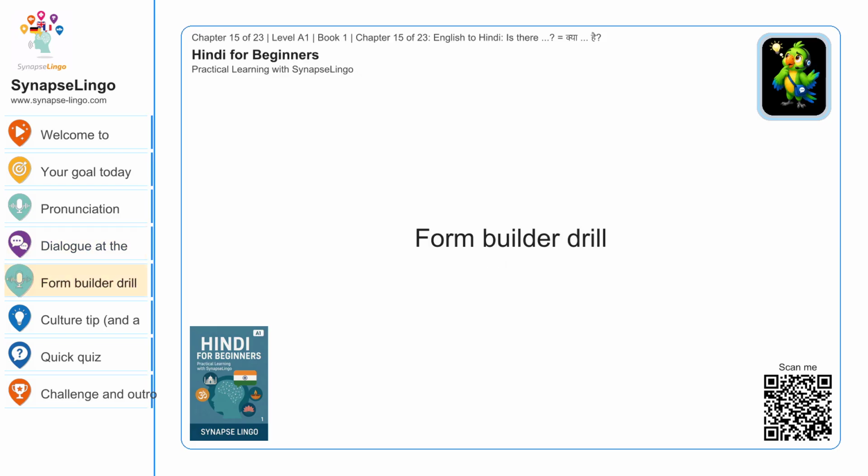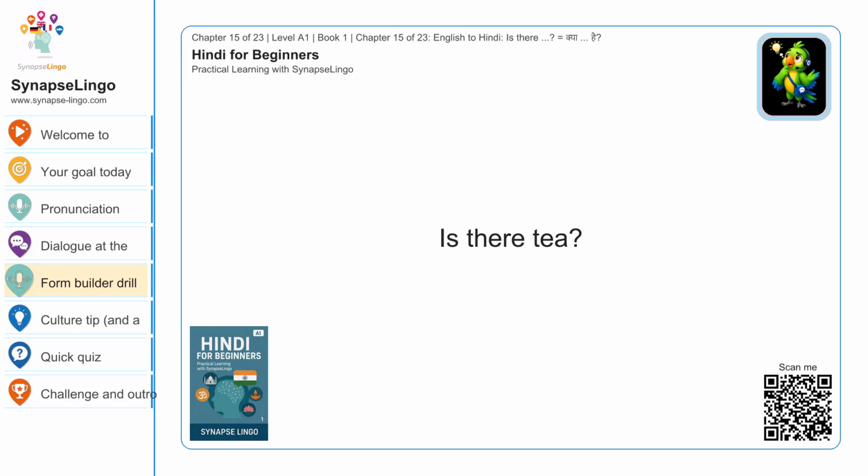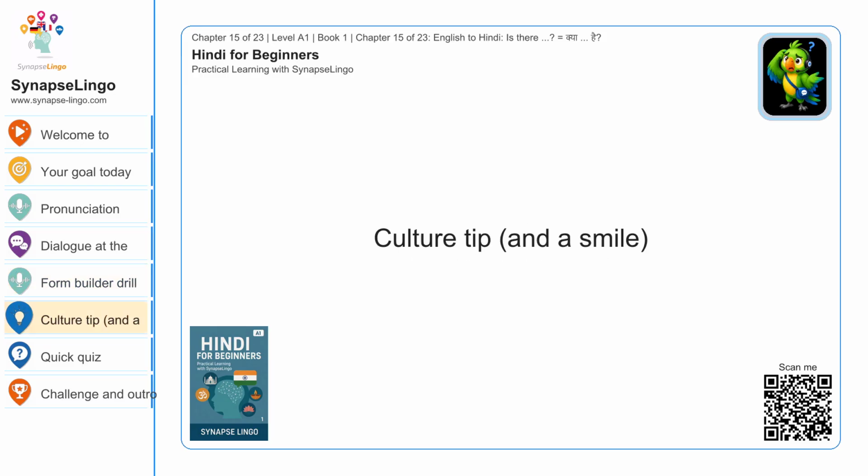Pro tip. Statement form is simply, है. Form builder drill. You speak, I cheer, fill that middle gap with anything you need. Is there tea? क्या चाय है? Is there a restroom here? क्या यहाँ टॉयलेट है? Is there any discount? क्या कोई छूट है? Is there water there? क्या वहाँ पानी है? Base pattern for anything, is there. क्या है? Negative question. Isn't there Wi-Fi? क्या वाईफाई नहीं है?